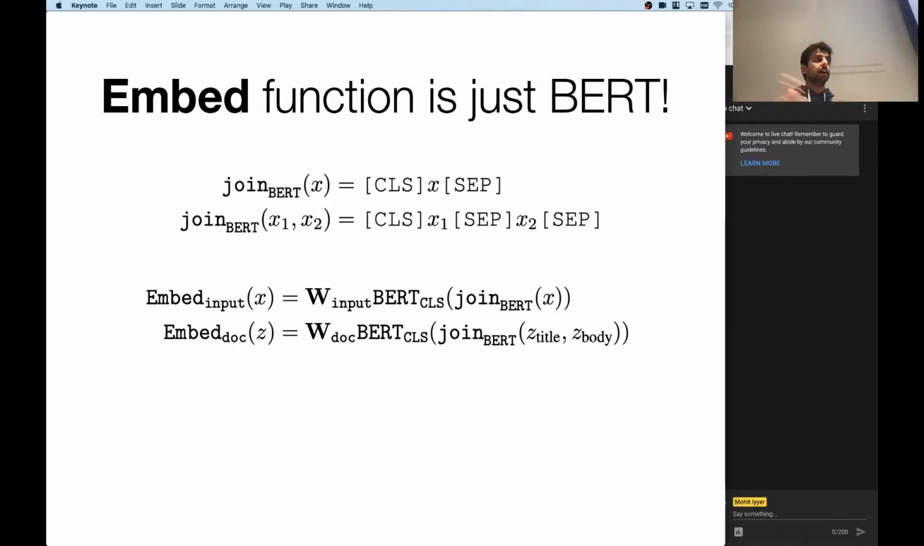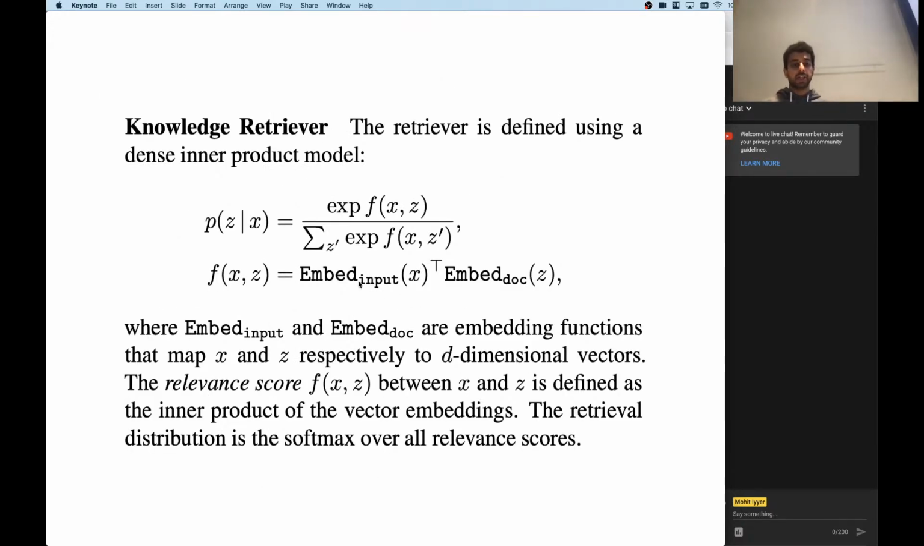But conceptually, we are just taking a BERT model, passing either the input or the passage from Wikipedia into BERT, and then taking the CLS token. And then this equation is just the CLS token corresponding to that input that still has a mask token. And this is the CLS token corresponding to the passage. We take the dot product, that gives us our score for one query and one passage. Are there any questions?